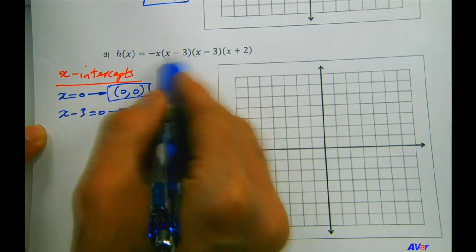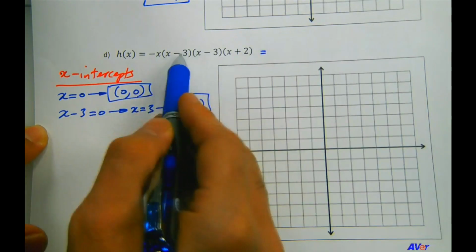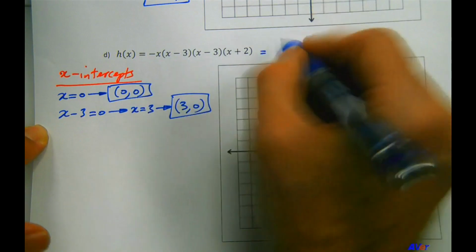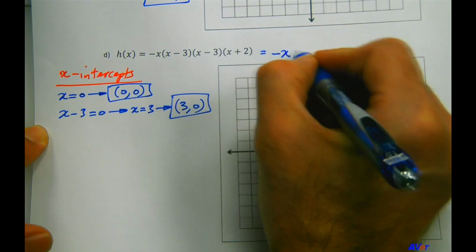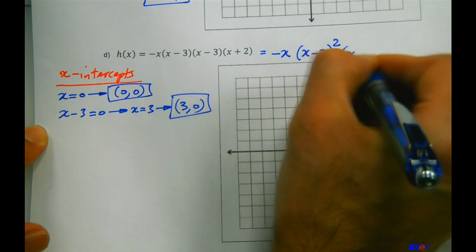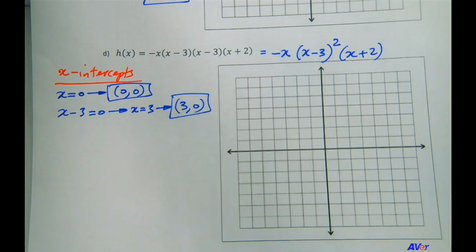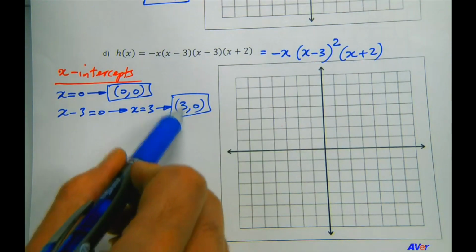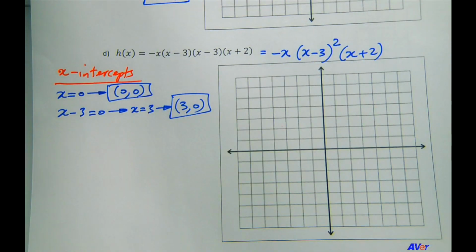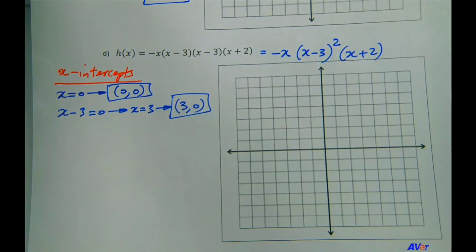Oh, x minus 3 and x minus 3. So let me rewrite this then. We need to combine these. I just noticed it again. So this is equal to minus x times (x minus 3) squared times (x plus 2). So 3 has even multiplicity. That means at this zero, the graph does not cross the x-axis, but it bounces back to the same side where the line is approaching.